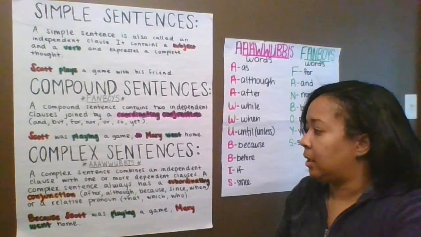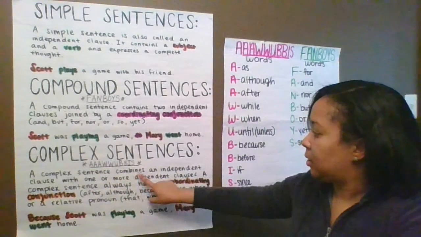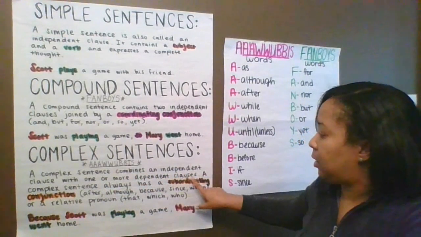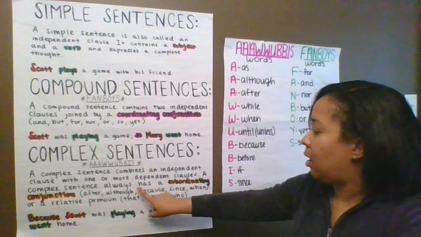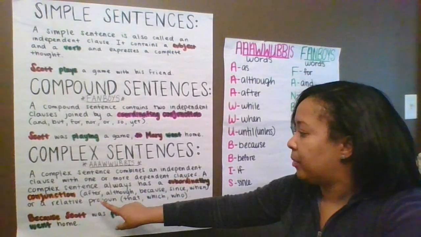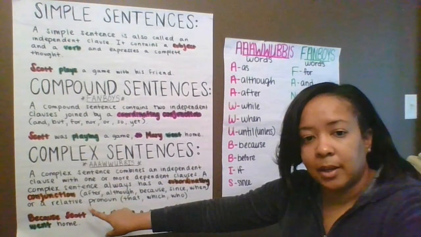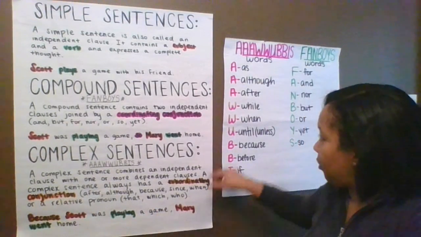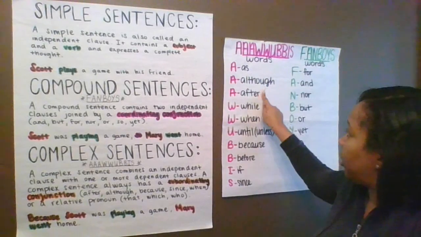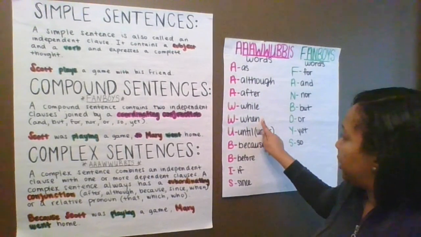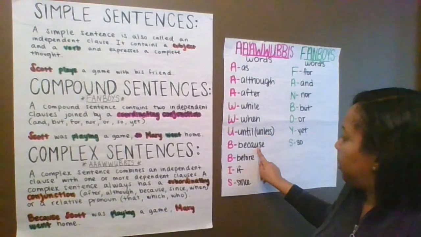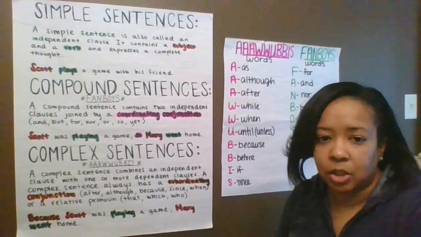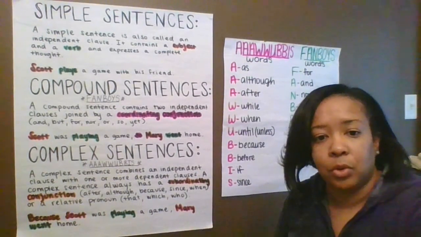Now, let's look at complex sentences. Complex sentences combine an independent clause with one or more dependent clauses. A complex sentence always has a subordinating conjunction. It has a conjunction, but it's a different kind of conjunction. We don't use fanboy words, we use awubis words. Awubis words are as, although, after, while, when, until, unless, because, before, if, since. Now, these aren't all the conjunctions, but these are the most common ones that you will use as a third grader.